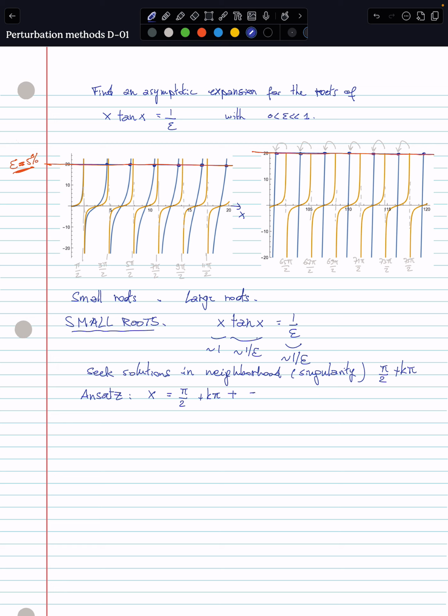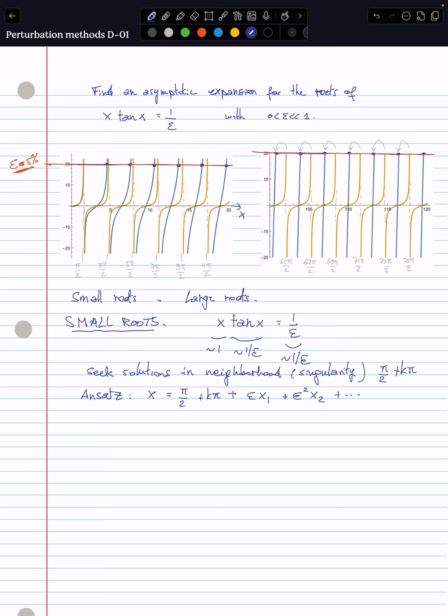So I'm going to write a sequence as we would typically do. So epsilon times x1, epsilon squared times x2, and so on. All right, what we need to do now is to substitute this into the governing equation. We don't like to deal with epsilon in the denominator, so we're going to push this on the left-hand side.